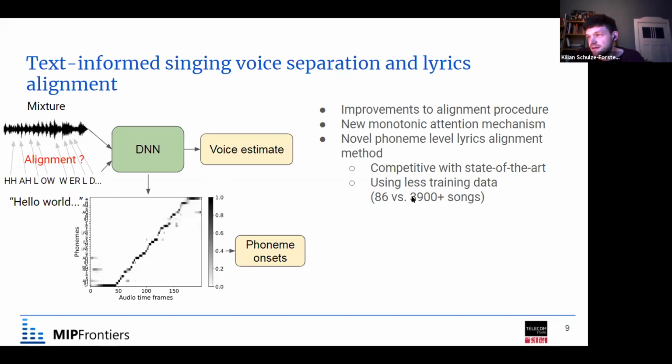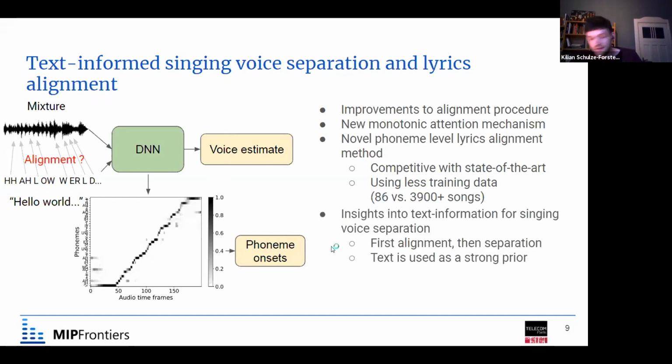State of the art alignment methods use more than 3,900 songs for training. And here we, with our small MuseDB dataset, we had only 86 songs. So that was quite nice to see. And then, of course, we were interested now in which aspects can we improve singing voice separation using this text information.